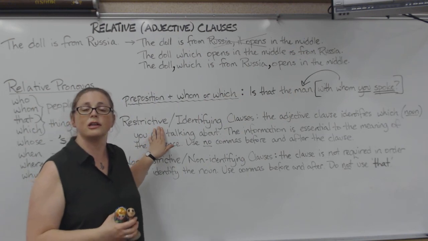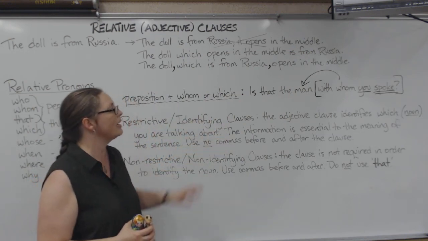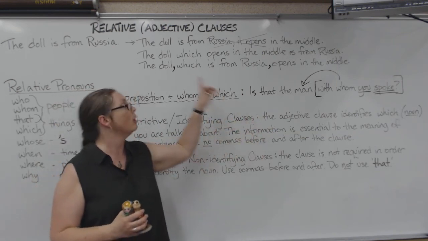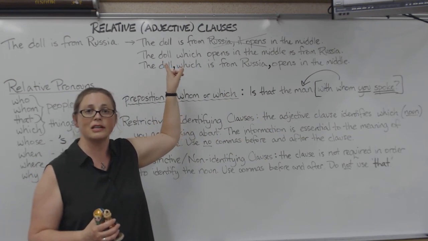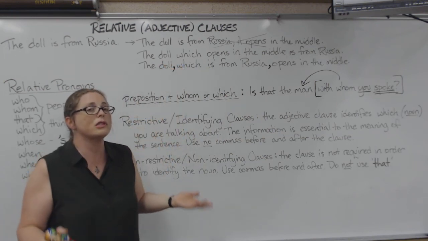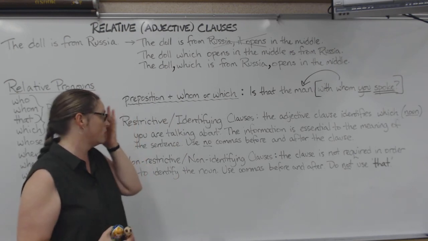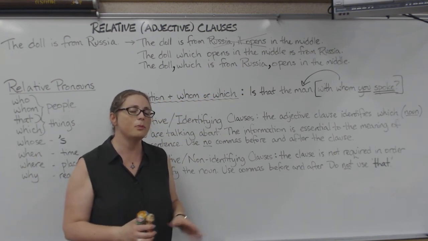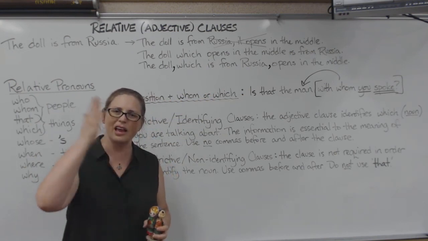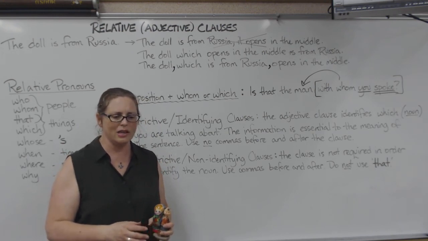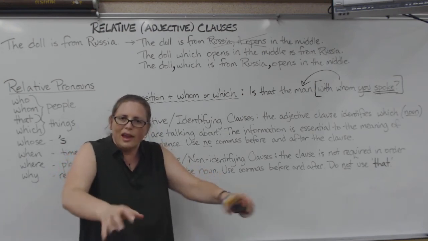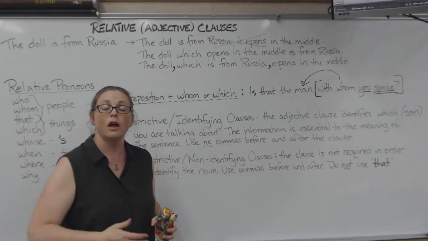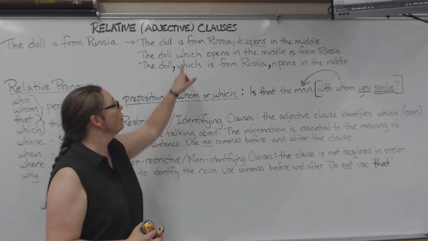That is a restrictive or identifying clause. It identifies which one you are talking about. It is essential to the meaning of the sentence. You can't take it out or the person doesn't know what you're talking about. You use no commas because a comma is like a cut. It's like a break. Commas are like handles. You could take it out of the sentence and you would still understand the meaning. Here, you can't do that.